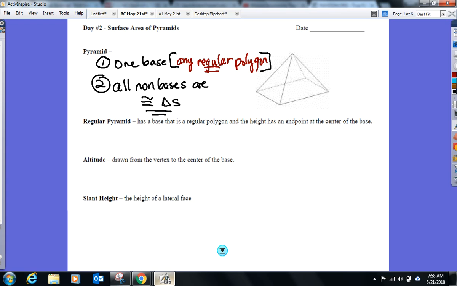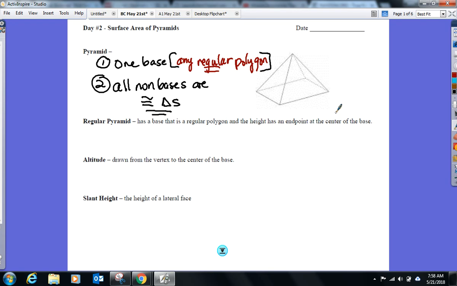Okay, in this case, I only have 1 base. So take that base off. What's left? Triangles. So you're going to find the area of 1 triangle and multiply by how many there are. That's the lateral area. All right, surface area. I'm going to stick that base back on and add it to the lateral area.